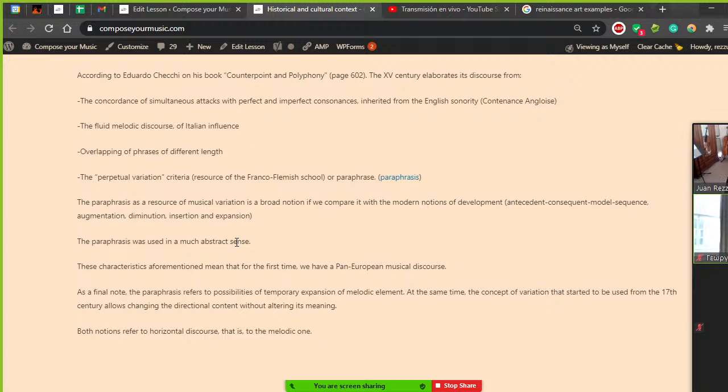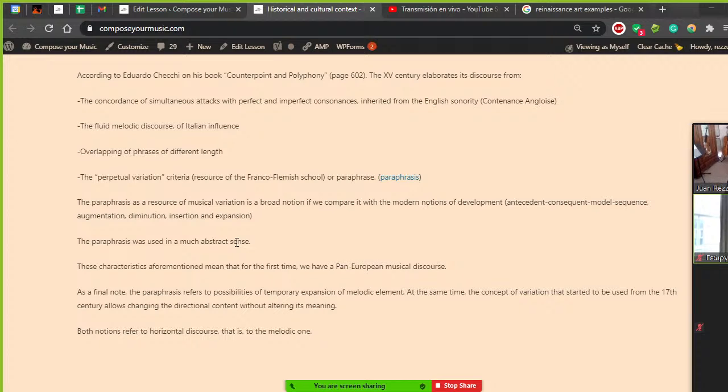The fluid melodic discourse of Italian influence, overlapping of phrases of different lengths. We're going to see everything in these examples. Just please take this list into account. So a more fluid discourse, and it started from the Italians. Overlapping phrases of different lengths: when one started, the other one was still there, and when one ended, the other one started.